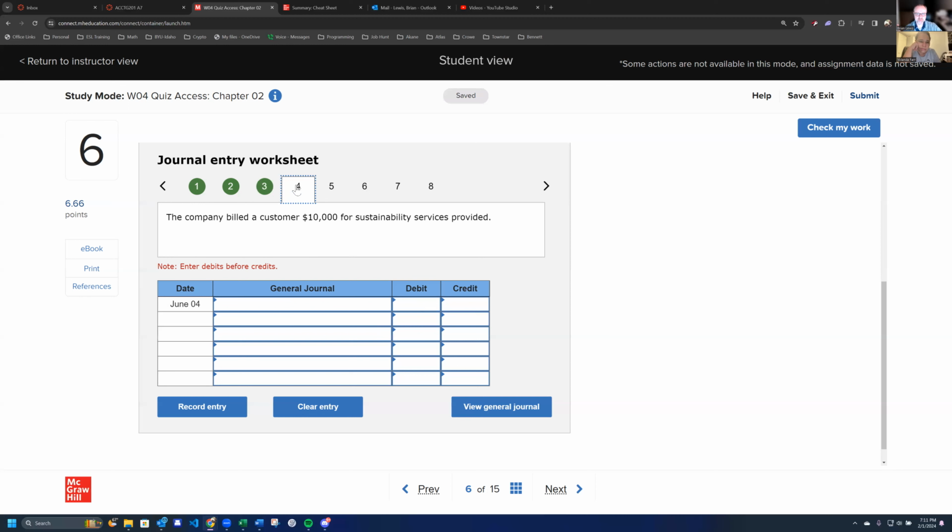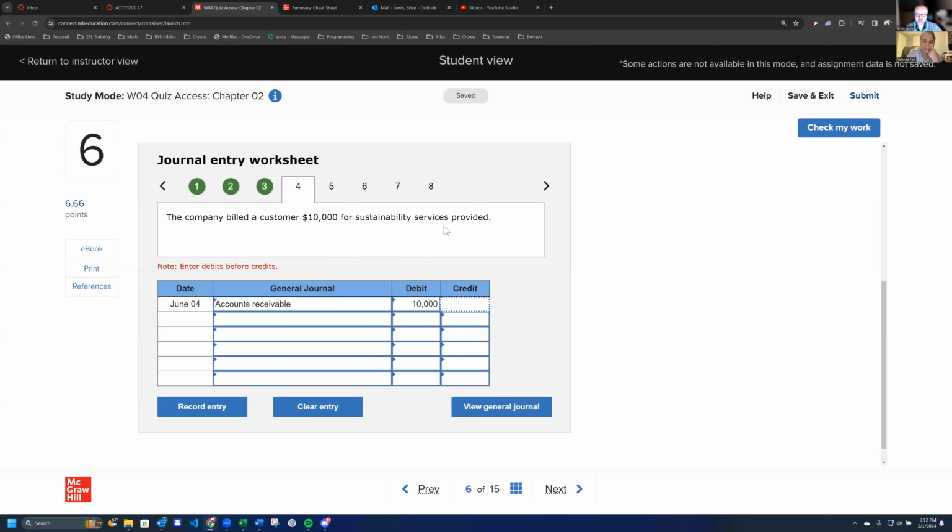So one more, number 4. The company billed a customer $10,000 for sustainability services. This one might be a little tricky, so we'll test this one out. They sent a customer a bill of $10,000, right? Yep. So that's accounts payable. No, sorry, receivable. Definitely receivable. Yeah, accounts receivable, debit 10,000. And I don't know what the second one would be.